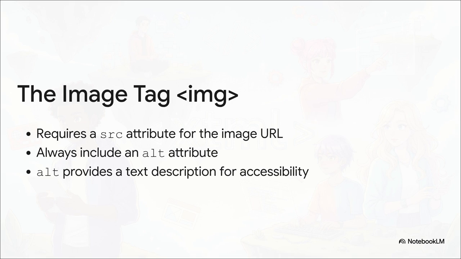Now, to work correctly, it absolutely requires a source attribute, which provides the file path or URL of the image you want to embed. But crucially, and I can't stress this enough, you should always include an alt attribute. This provides a text description of the image. If the image fails to load over a slow connection, or if a user is navigating your site with a screen reader, that alt text ensures your content remains fully understandable and accessible to absolutely everyone.